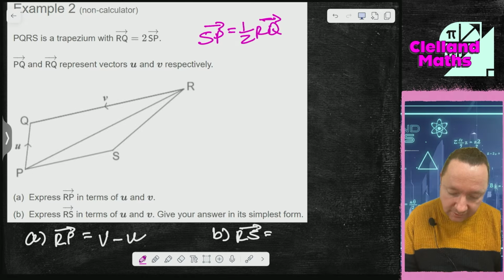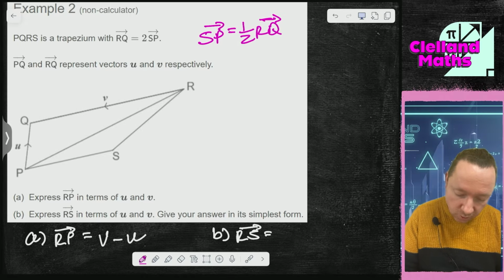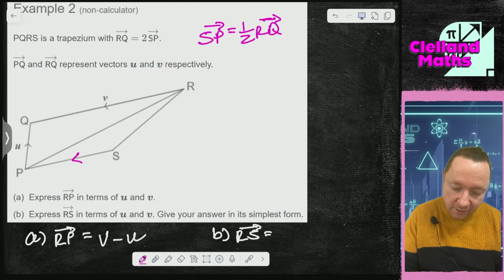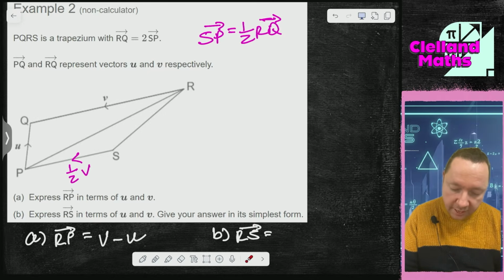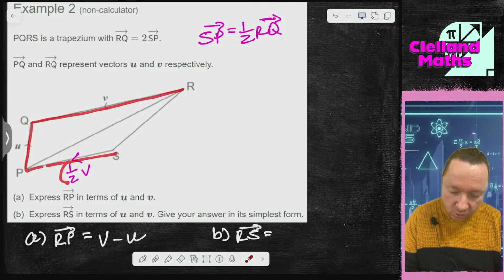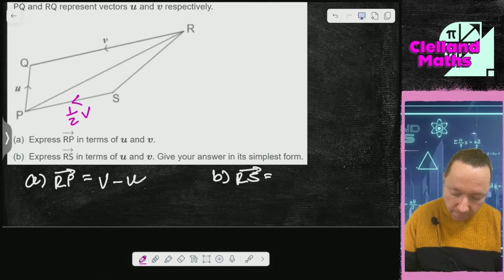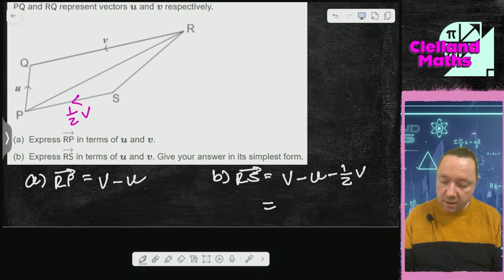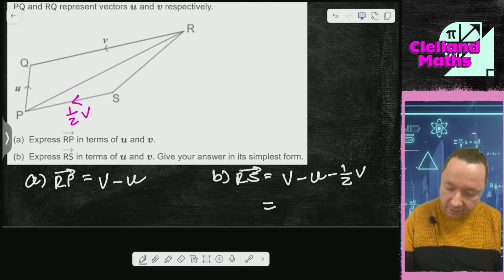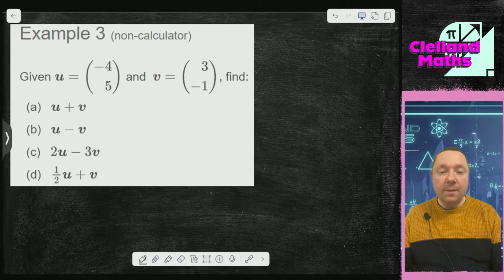So P to S is minus S to P. So if I write S to P that way, we know that's a half RQ, so that's a half V. And now we've got our whole journey. I want to go from R to S, so it's V minus U, then minus a half V because it's the opposite direction. So let me write that down. We had V minus U minus a half V, and then we can simplify that by collecting terms. V minus a half V is just a half V, so that's a half V minus U, and we're done there.